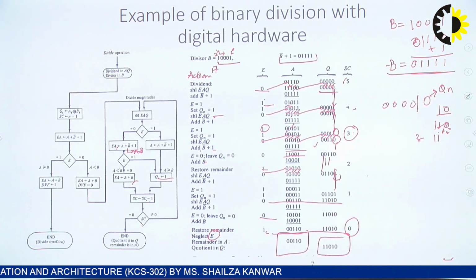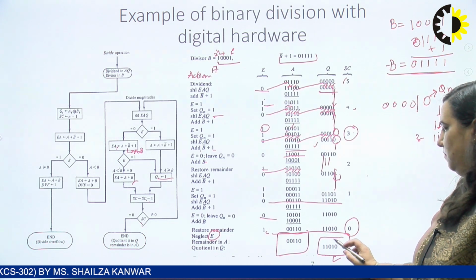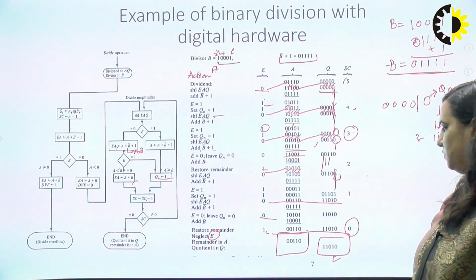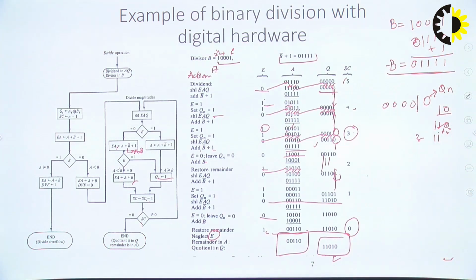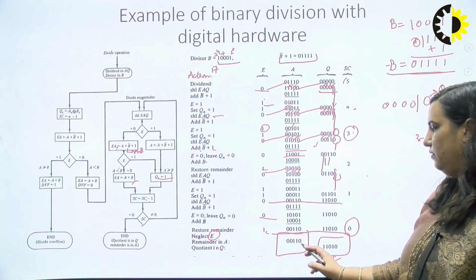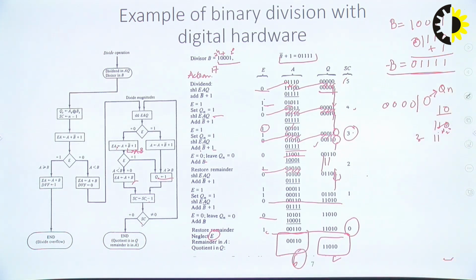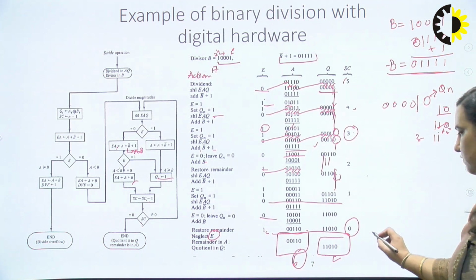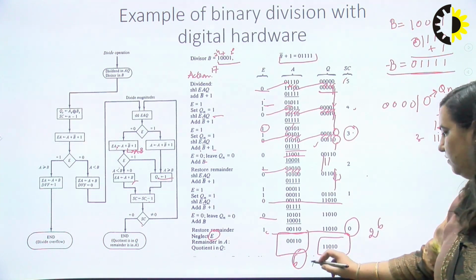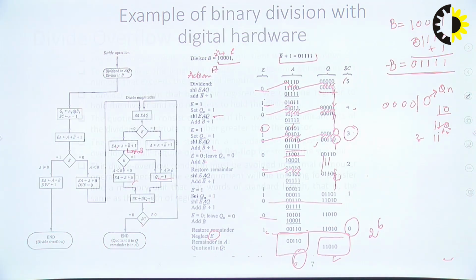Now what is the value of this quotient? It is 2 raised to the power 1 plus 2 raised to the power 3 plus 2 raised to the power 4, which is equal to 26, and the value of the remainder is 2 raised to the power 1 plus 2 raised to the power 2, which is 6. As previously we have done the binary division and decimal division, we will get the quotient value 26 and remainder value 6. So this is the complete algorithm.